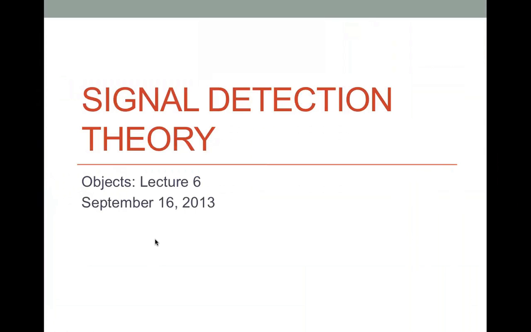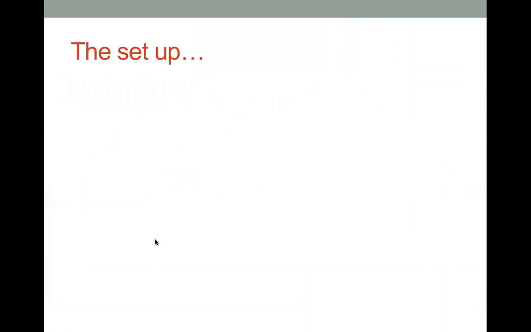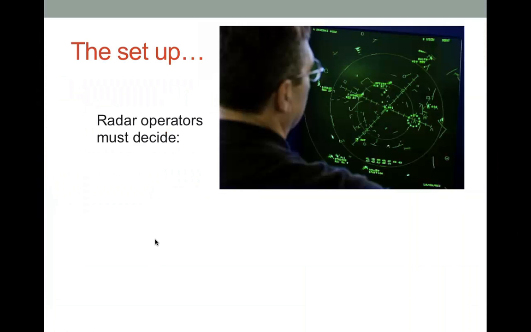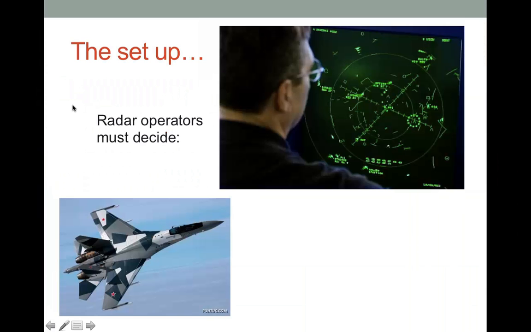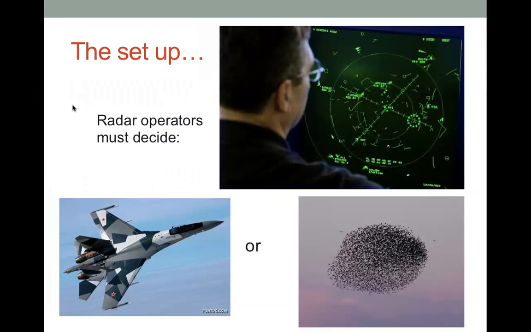So the application for signal detection theory, we're going to pretend that you are a radar operator. And so radar operators have to decide what those little bleeps on their screen represent. If you see a little signal out there, they have to decide whether they think that is a plane or something else like a flock of birds. And when they make this decision, we can model that decision-making process using signal detection theory.